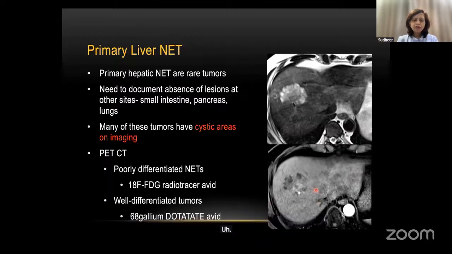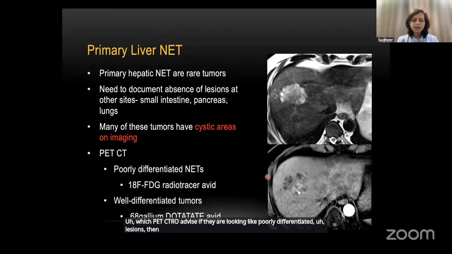Which PET CT to advise? If they are looking like poorly differentiated lesions, then FDG has a higher avidity. And if they are well differentiated tumors, then DOTA has a higher avidity.